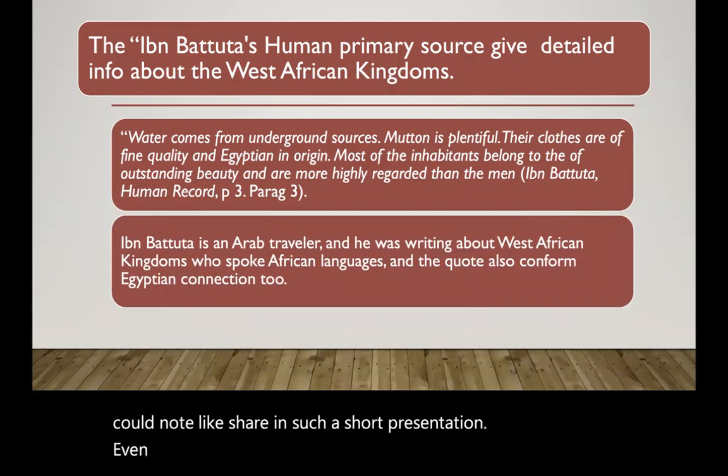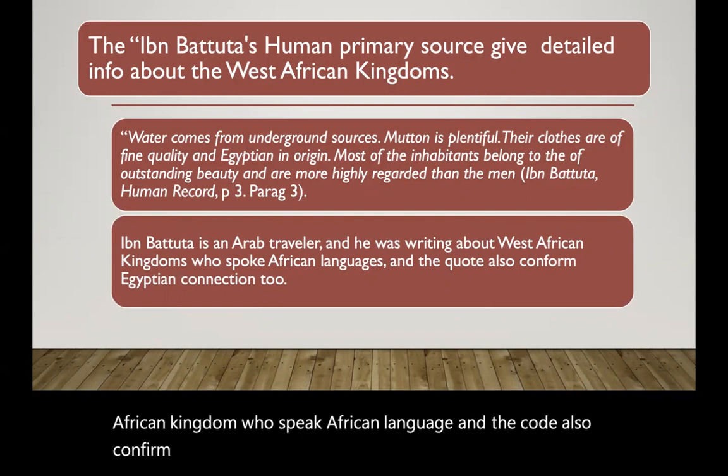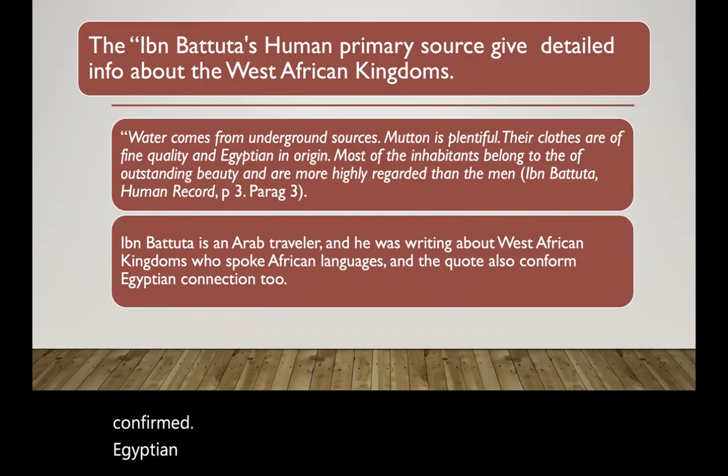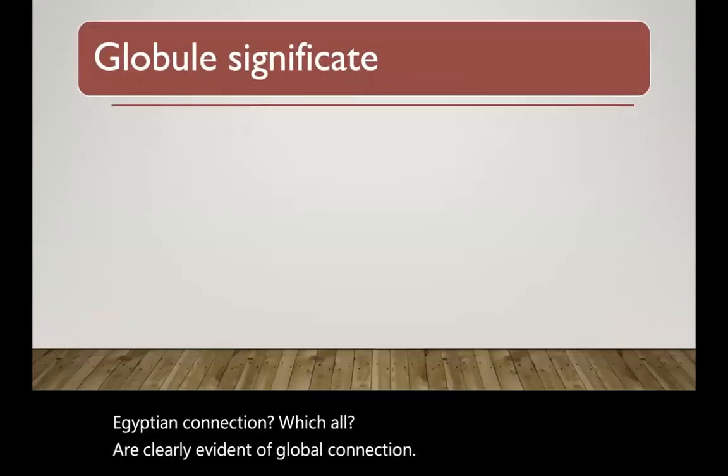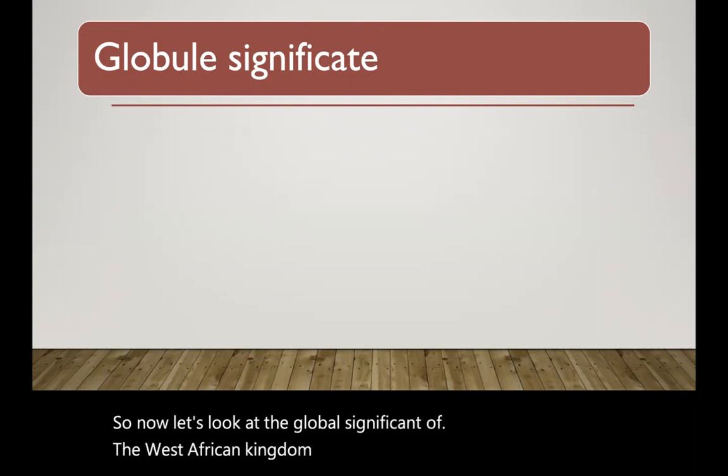Ibn Battuta was an Arab traveler, and he was writing about the West African Kingdom, whose people speak African languages, and the quote also confirmed the Egyptian connection, which is clear evidence of global connection. So now let's look at the global significance of the West African Kingdom timeline entry.